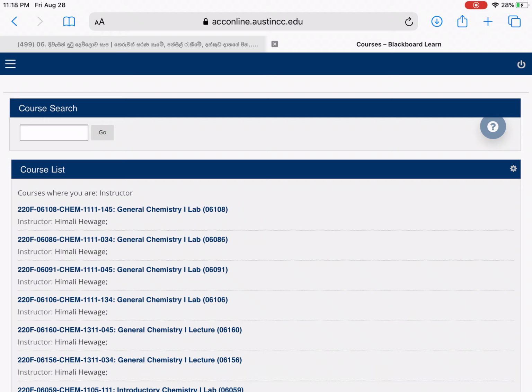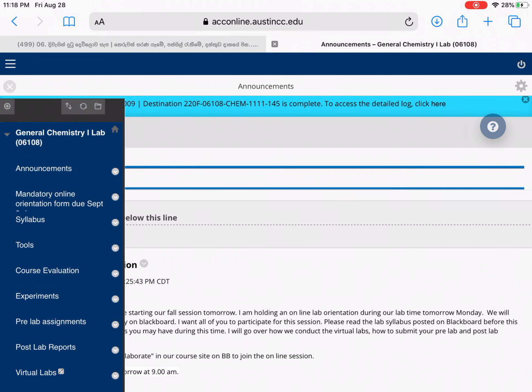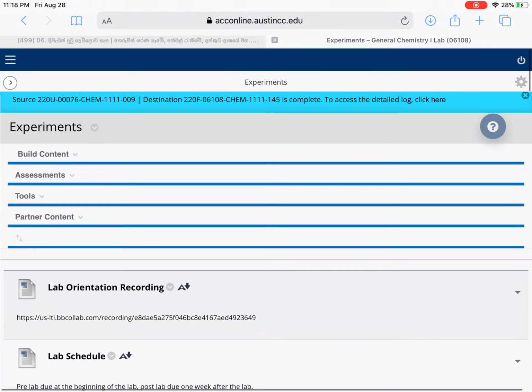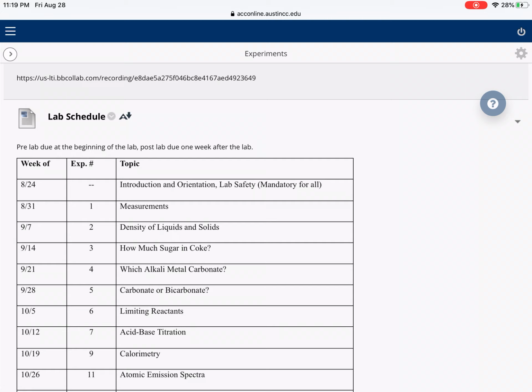Let's go ahead and see where we find everything on Blackboard, and I will give you a little tour and also help you with how to do your pre-lab assignment for experiment 1. Okay, so you click your lab and then you go to your Blackboard site and hit experiments, and the first thing you need to do is go to your experiments and see your lab schedule, and then we know each week which experiment we are doing.